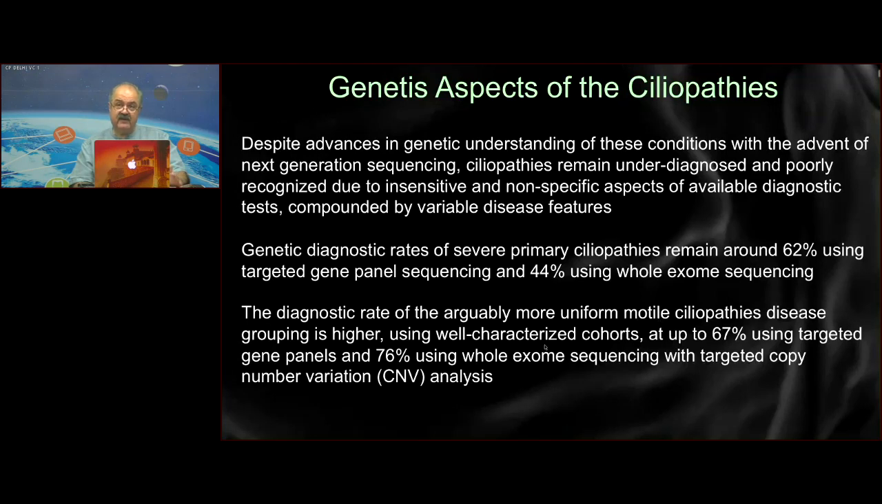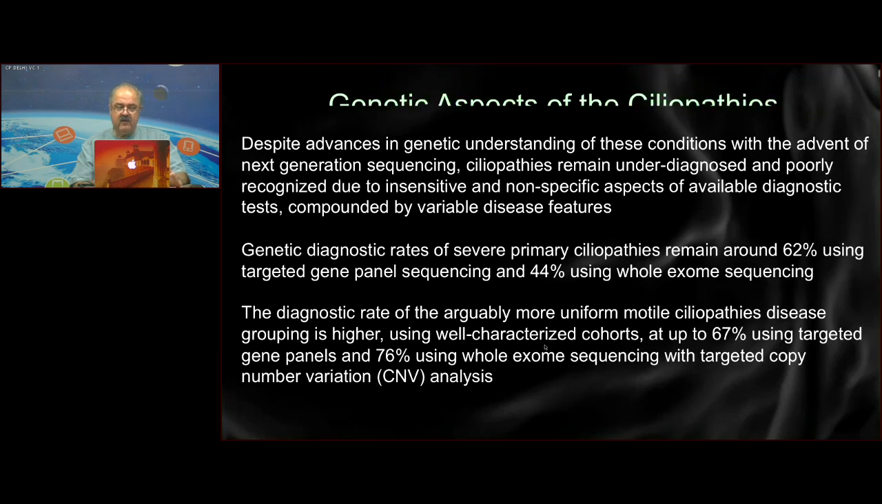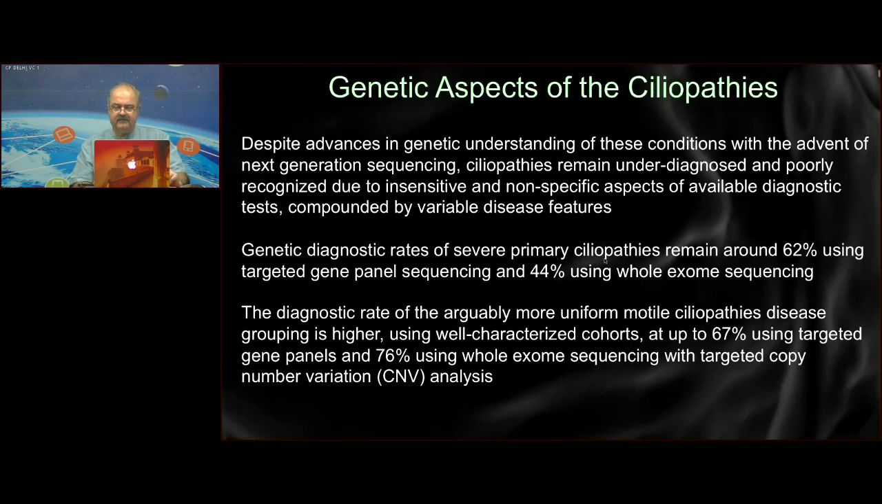About 2/3 of them are identified, the remaining 1/3 still remain a dilemma. Typically, we find that if I were to use a targeted gene panel for that bunch of genes that we just mentioned, I would end up identifying 62% of them. And if I do a whole exome sequencing, I would identify about 44%.